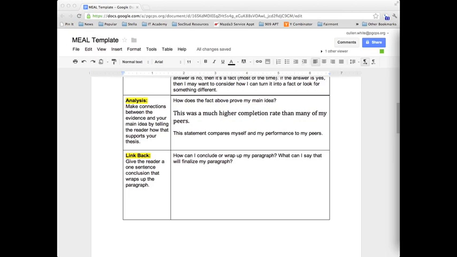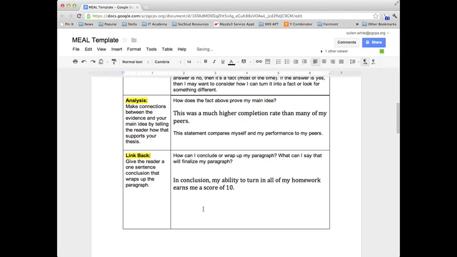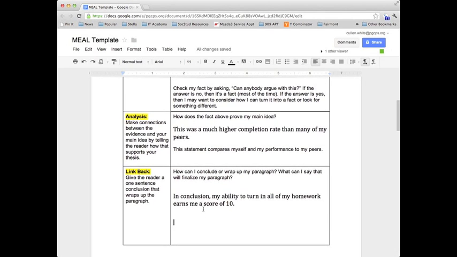In looking at our present example, we want to make sure that we have a clean conclusion. Here we say, in conclusion, my ability to turn in all of my homework earns me a score of 10. Again, linking back to our main idea that we deserve a score of 10.